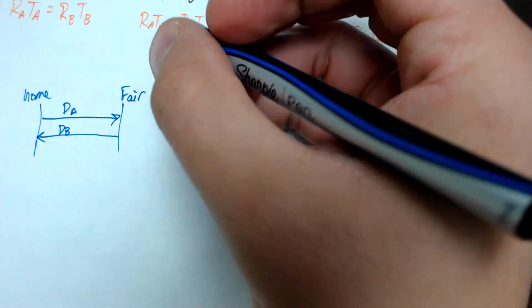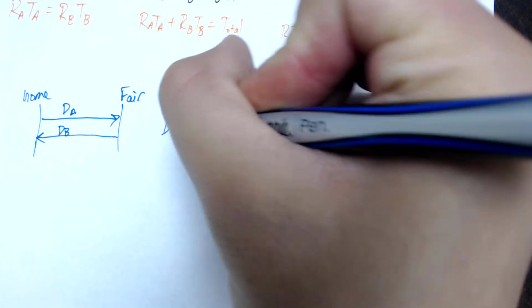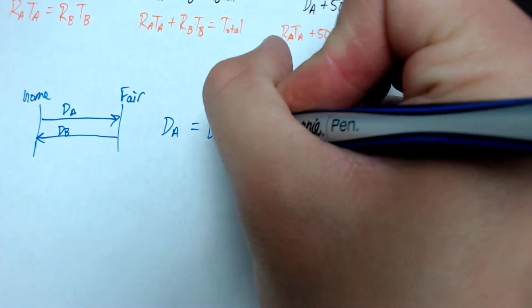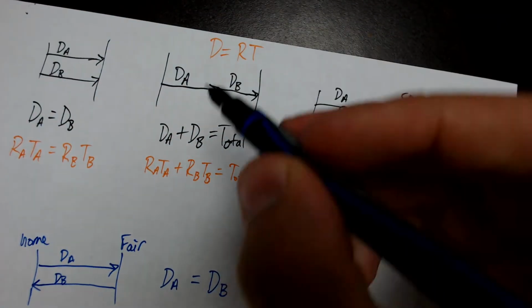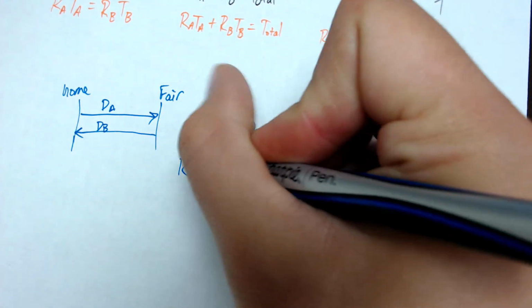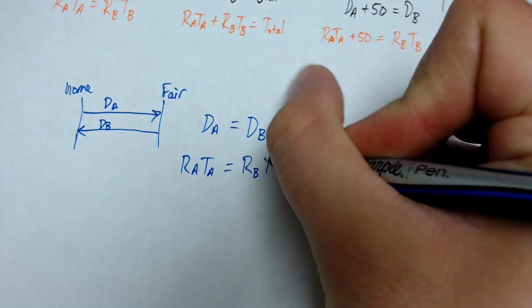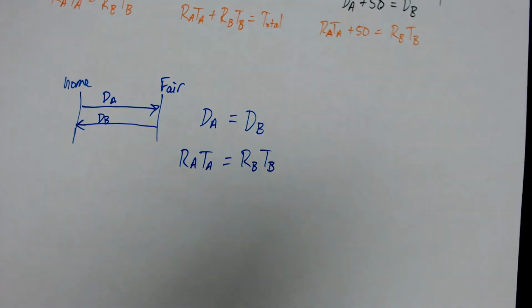So I'll go ahead and set up that equation. Distance A equal to distance B, and then I'll use this distance equals rate times time to change it again. So I'm going to have rate of A times time of A equals rate of B times time of B. Now I know what equation I'm dealing with.